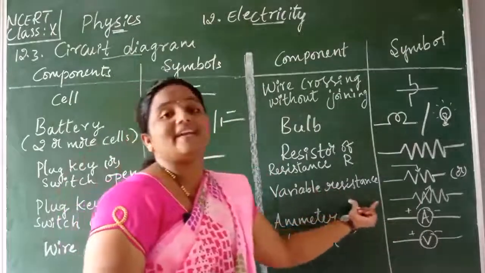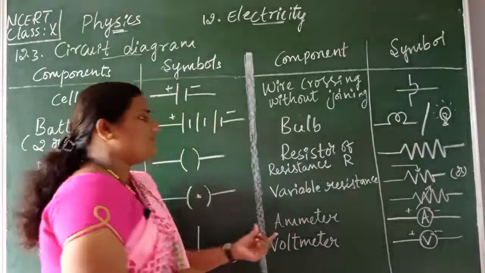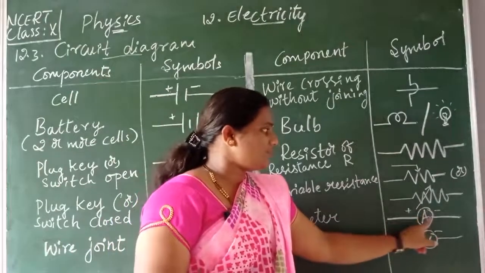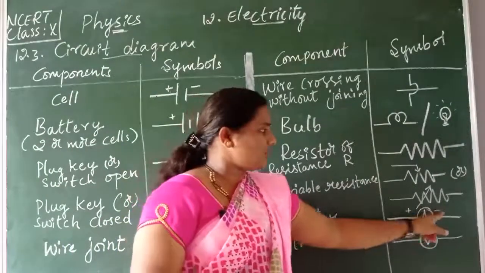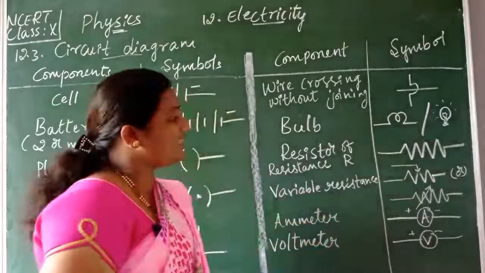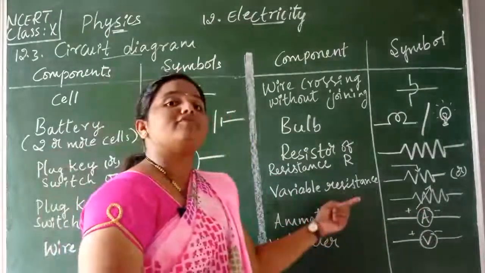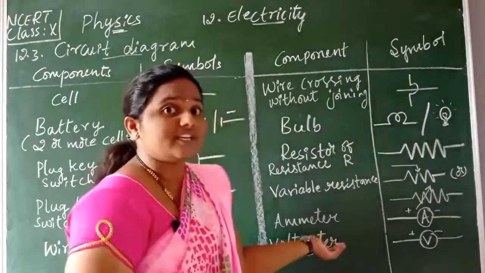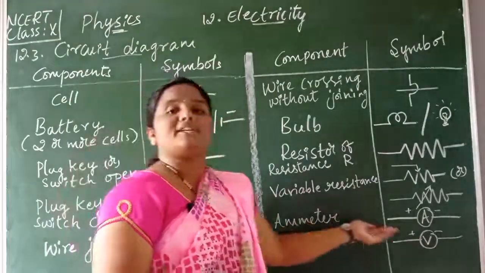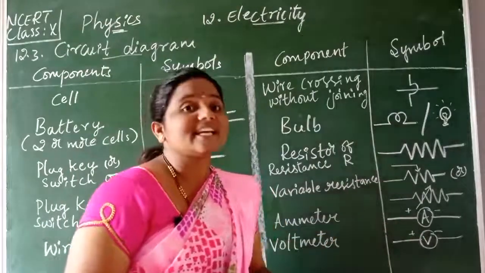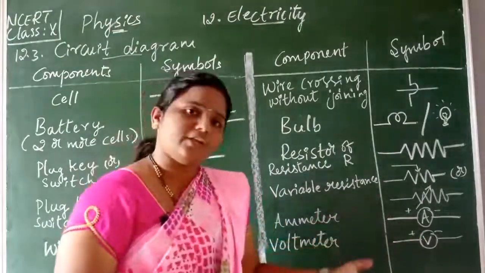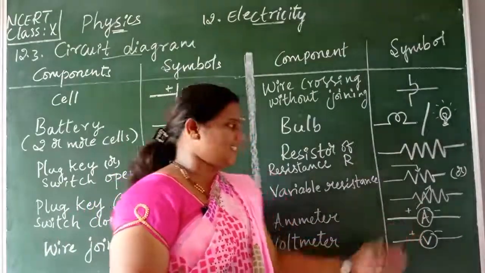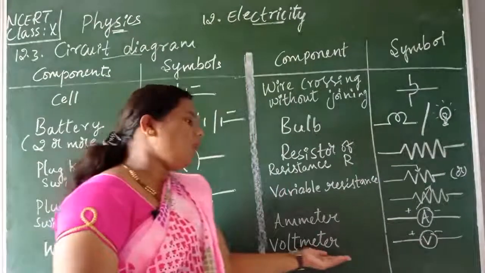The next, as we already discussed, is the letter A enclosed in a circle, with positive and negative terminal signs, which indicates the use of an instrument called ammeter. Do you remember, children, where an ammeter is used? Yes, very good. To measure electric current in an electric circuit, an ammeter will be used. And remember, children, it is always connected in series.